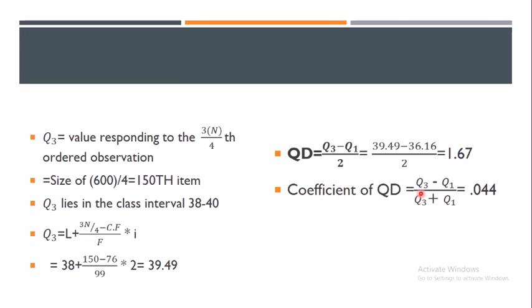Now what was asked to find out? QD, right? Substitute the value in the formula, you will get 1.67. Also you were asked to find out the coefficient of QD. Substitute the value again, you will get 0.044. So this is how you calculate the quartile deviation in different scenarios.